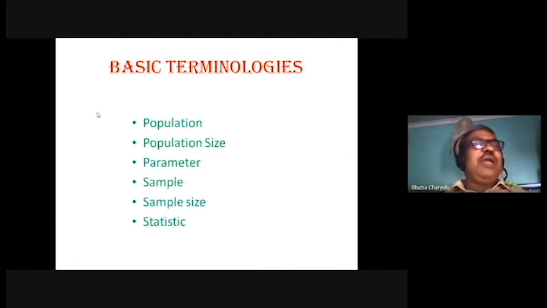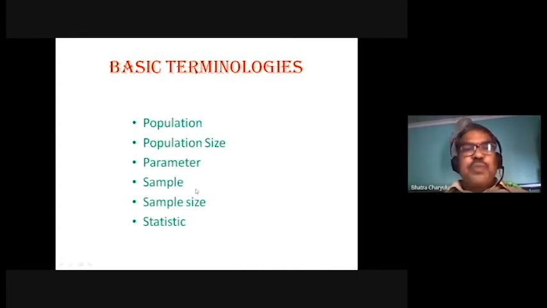Population may be infinite. And statistic: a statistic is a sample constant. Whatever sample observations you have collected, for those observations we calculate some values like mean or variance or some other value. Those are called a sample statistic.